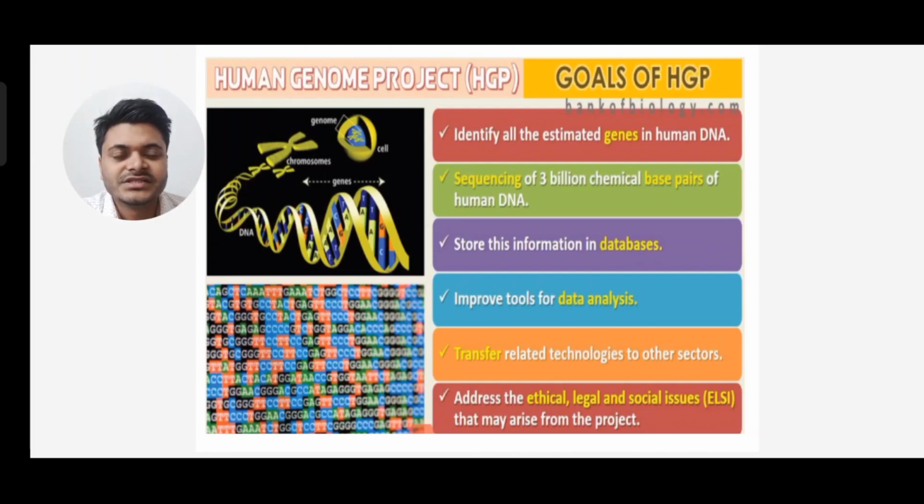You can see on the left hand side the structure is given: first a cell, inside that a chromosome, and inside the chromosome DNA. Inside the DNA we have genes, and below you can see the nucleotides.